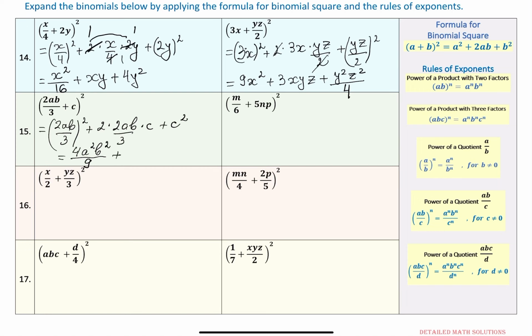plus 2 times 2 is 4abc over 3, plus c squared.